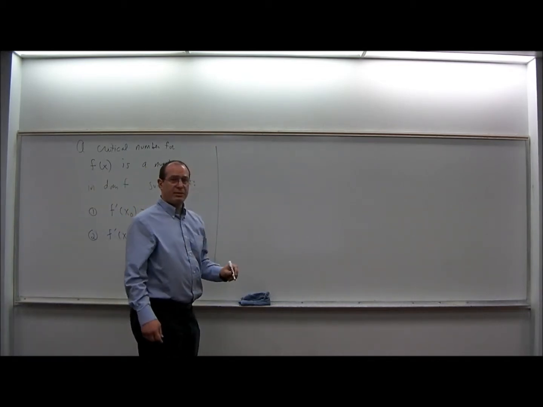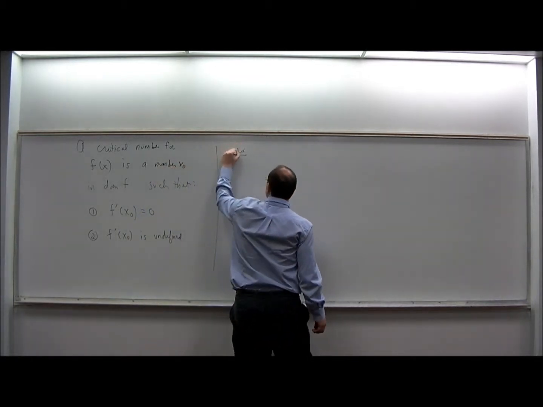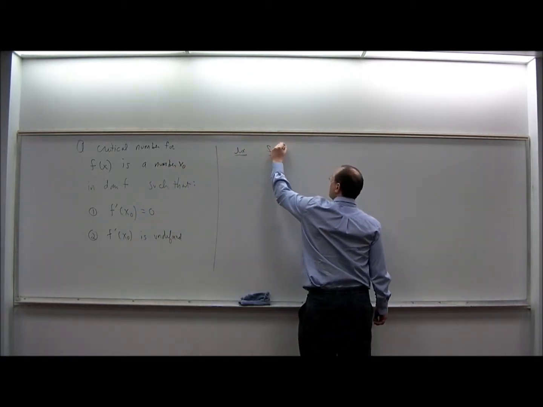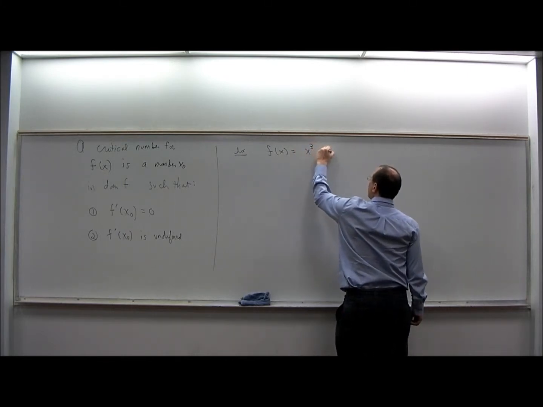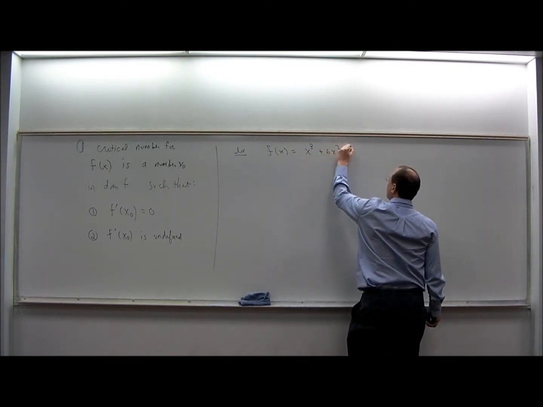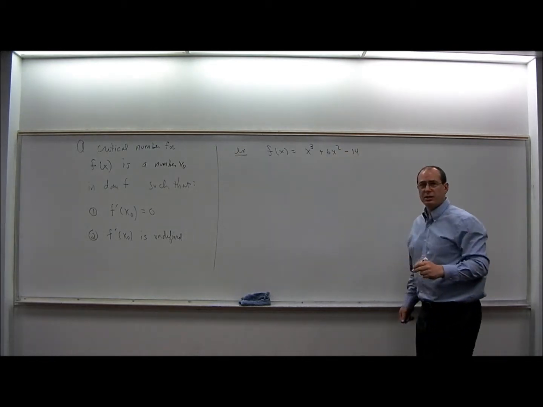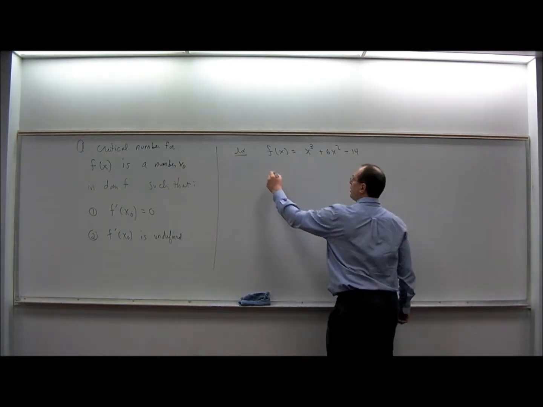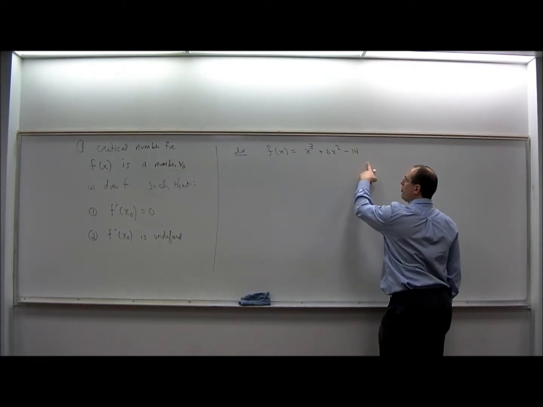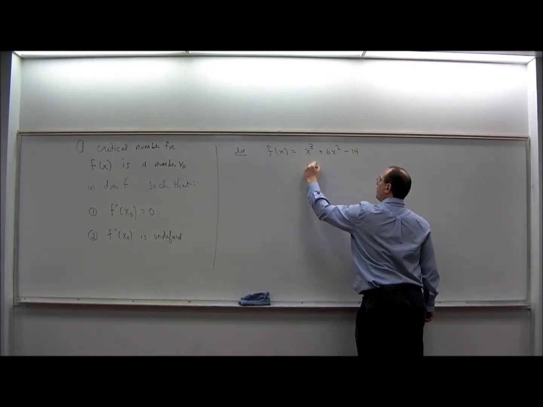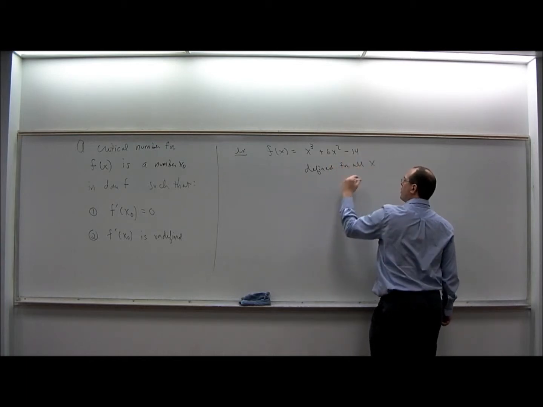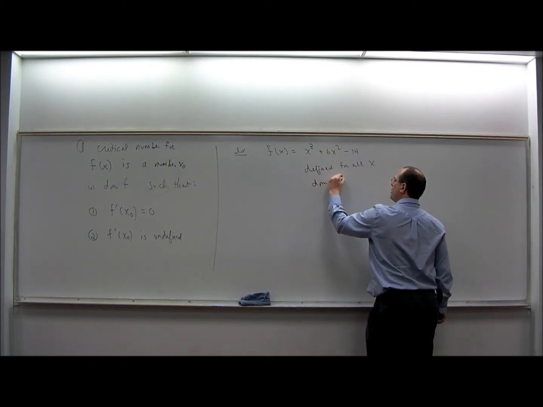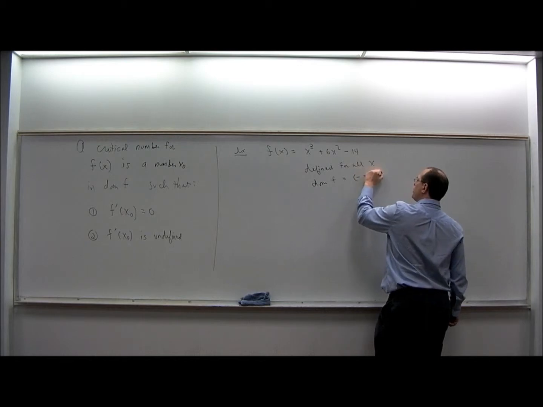So let's look at some examples. Let's find the critical numbers of the function f of x equals x cubed plus 6x squared minus 14. So this function is a polynomial function. It's defined for all x. In other words, the domain of this function is all real numbers.